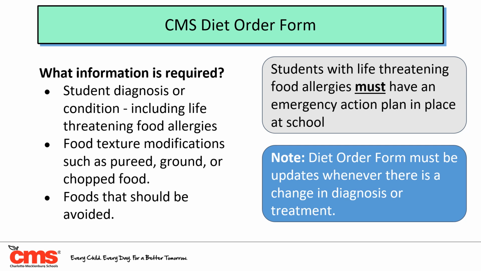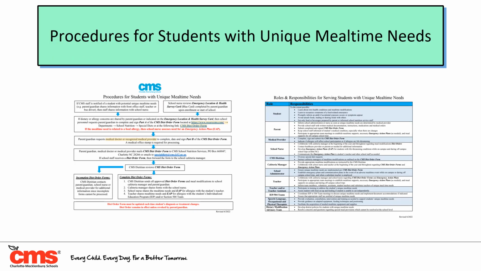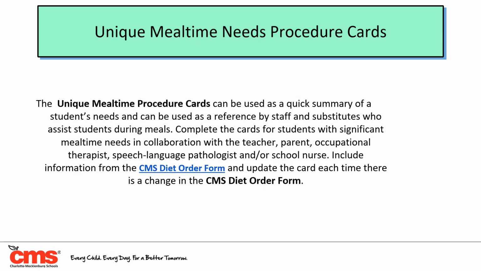Your case manager or EC teacher in the classroom will communicate with you if a particular student has a diet order on file and what their unique mealtime needs are. The documents you see on this slide are available for review on the resources page. Refer to the classroom teacher or administration at your school for the latest documentation for mealtime needs. You may have students who have mealtime needs procedure cards. These are in place to support students with unique needs so that any staff working with them knows what those needs are.